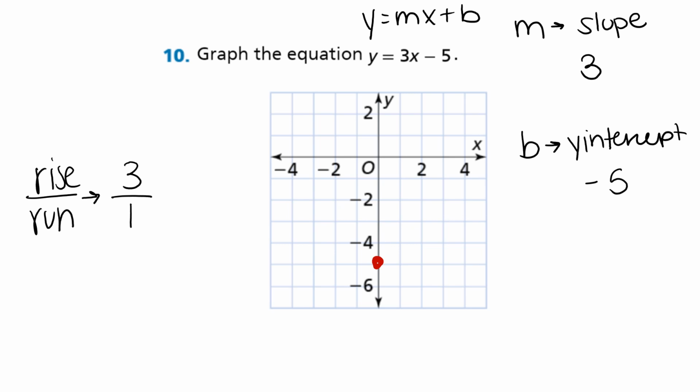So starting at -5, we're going to go up 3 and over 1 to plot our new point. We can follow that pattern again, up 3 because it's positive, and over 1 to connect our point, drawing our straight line across all the way through the graph.